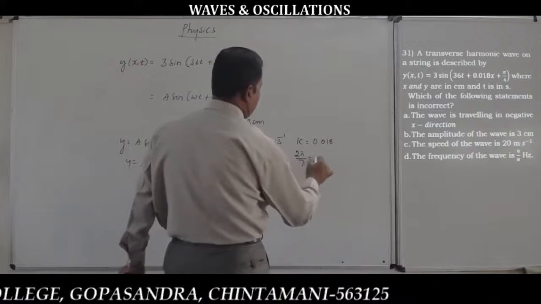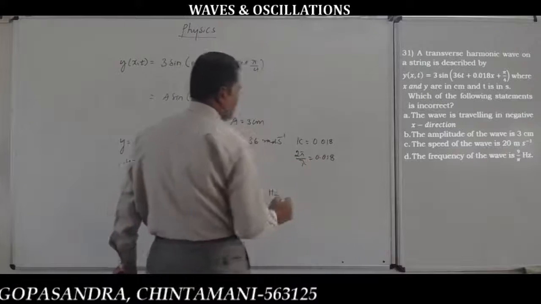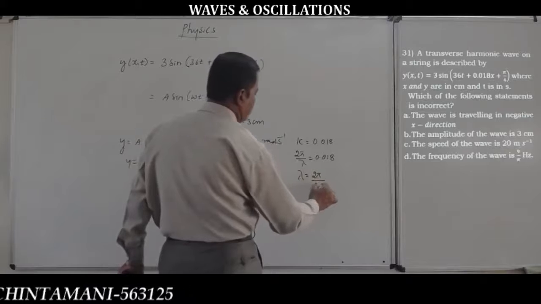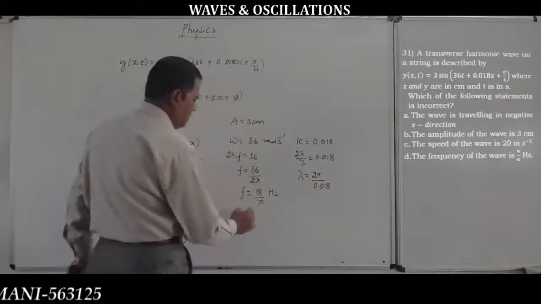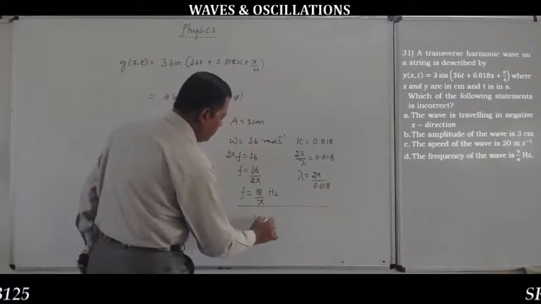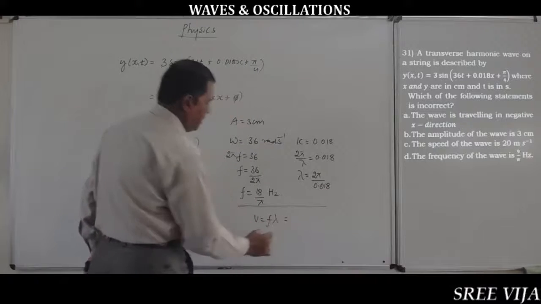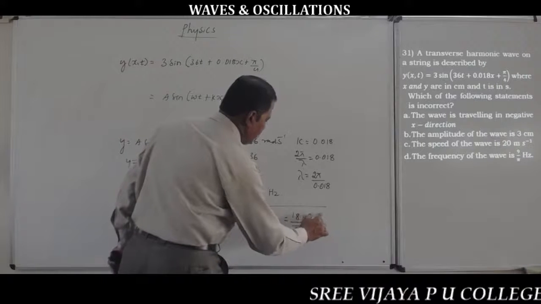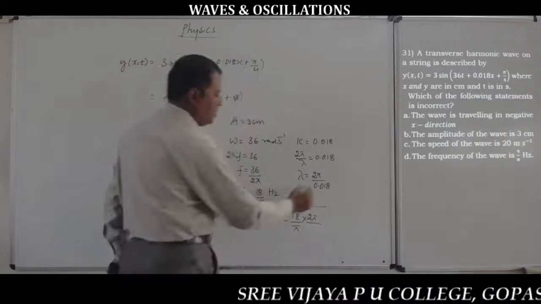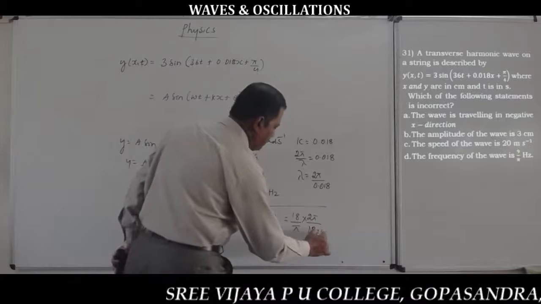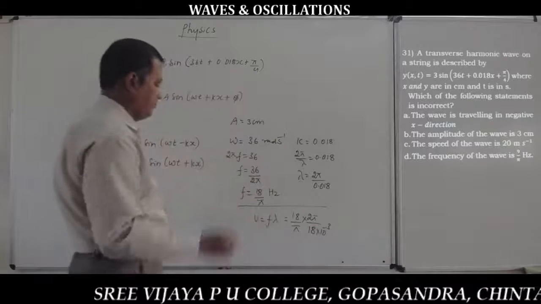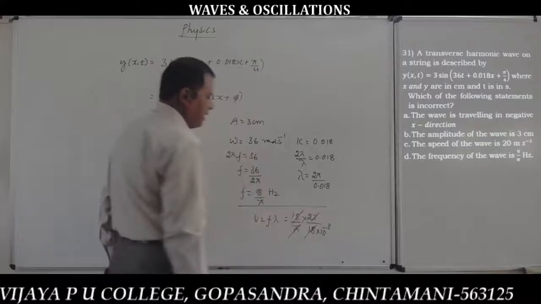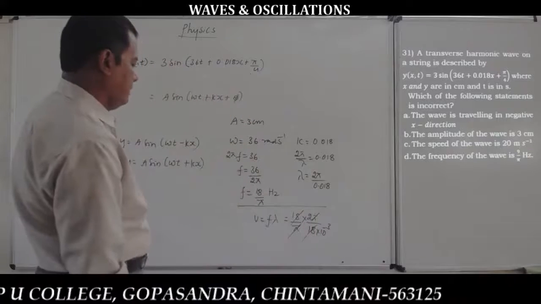2 pi by lambda is equal to 0.018. Lambda is equal to 2 pi by 0.018. B is equal to f lambda. F is 18 by pi into 2 pi. 0.018 just now we consider as 18 into 10 power minus 3. 18, pi and pi gets cancelled.